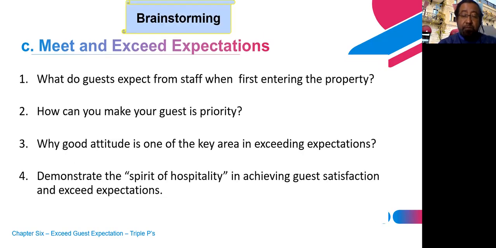Then after we discuss more of these points, we have the brainstorming. We ask such questions to our students. What do guests expect from the staff when first entering the property? How can you make your guest a priority? After they learn from this chapter, they'll be able to answer this, and not exactly from what they've learned now in this chapter, but we are trying to explore their past experience together with their current experience.